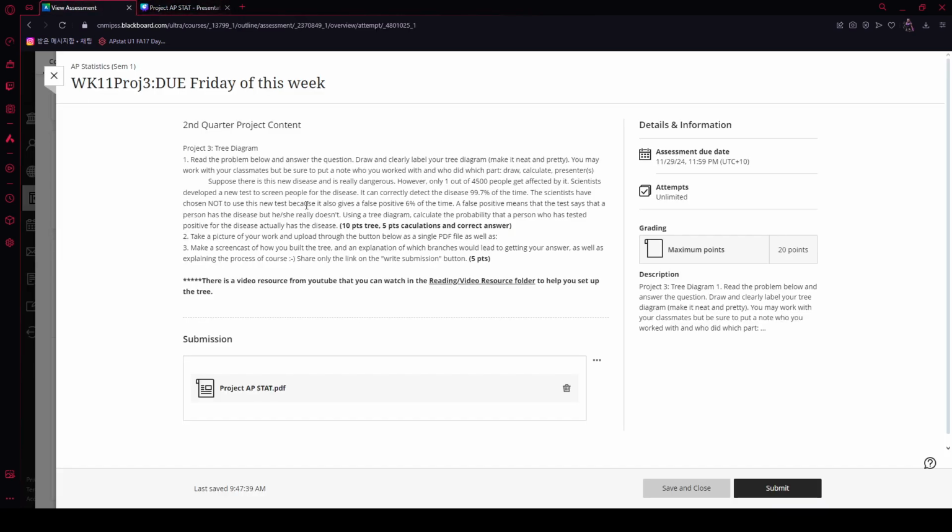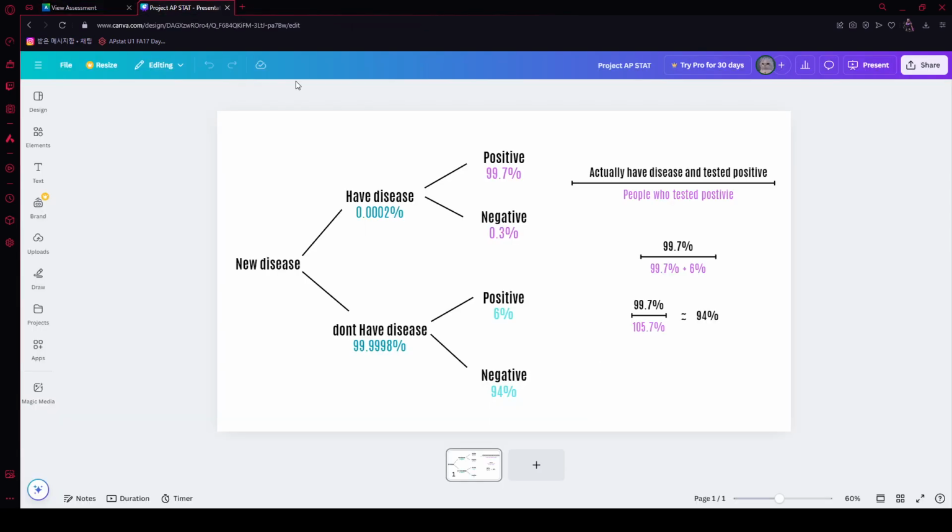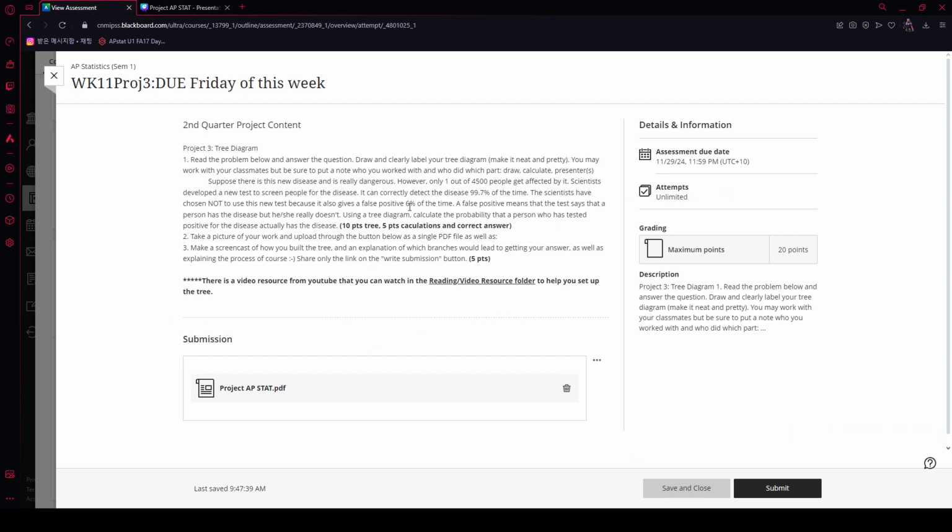But we're looking for people who tested positive and actually have the disease. So they're going to use this device, which 99.7% of the time detects the disease. So people who have the disease, 99.7% of the time they get detected, and then 0.3% they don't get detected. And for people who don't have the disease, they say 6%.